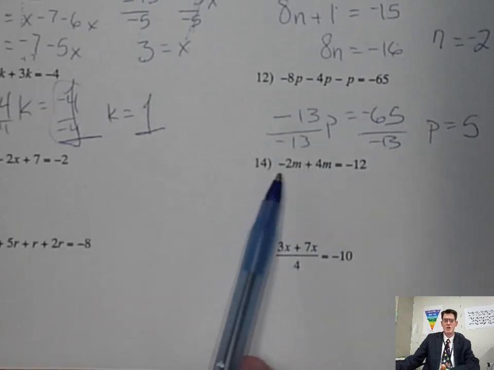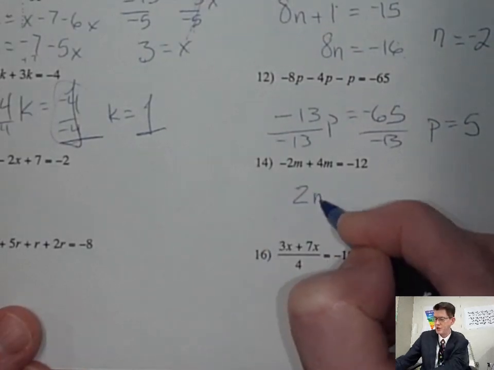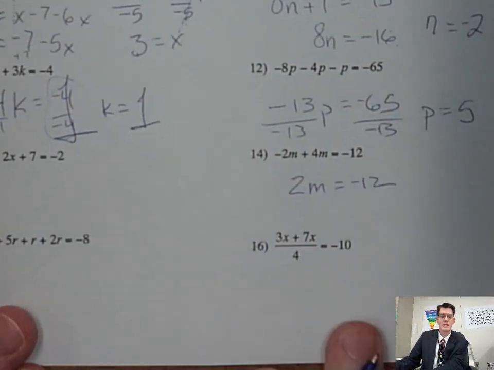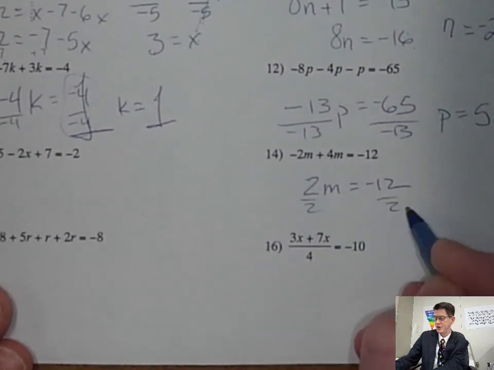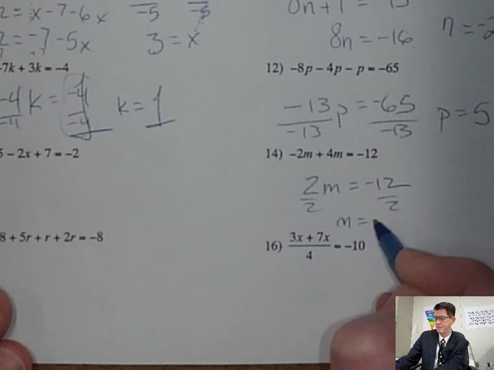If I combine these two, do you know what you'll get off the top of your head? Negative 2 plus 4, do you know what that number is? That's 2 m's is negative 12. If you divide off the 2, you get that m is negative 6.